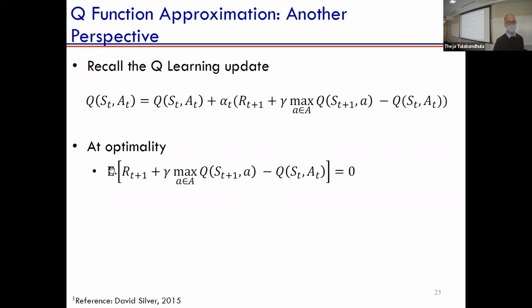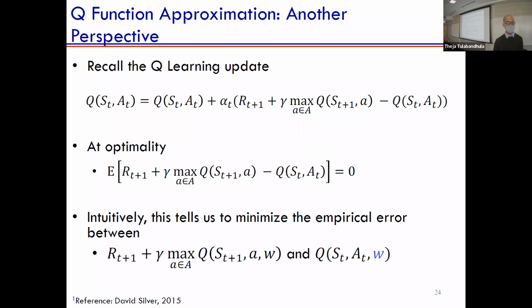I just added an expectation because there's randomness here. R is a random variable and S is a random variable and so on. So at optimality, this temporal difference error should be 0. That gives us a motivation for how to define the square loss. Remember, for square loss we had to have a reference. So we can minimize the empirical error between these first two terms, which is some approximate reference now, and the third term, which is now our function approximator.